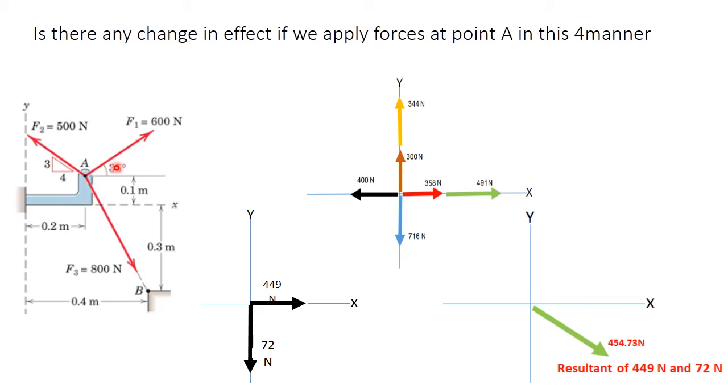That means at a point, instead of applying 600, 500 and 800 Newton in this manner, if I apply these horizontal and vertical forces, will the effect remain the same or will it be different? Or only 449 towards right horizontally, 72 down vertically. If I apply only these two forces at a point, is there any change in the effect?